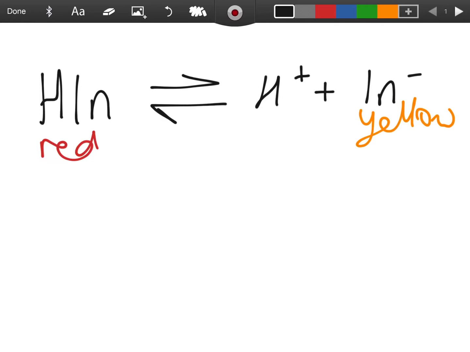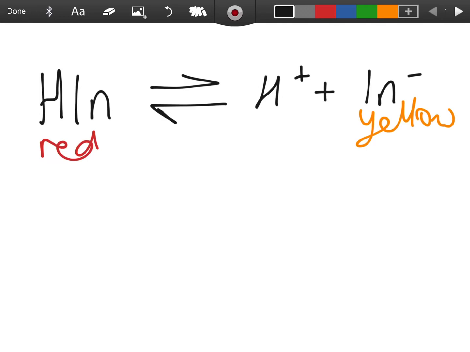Most indicators are used to determine the endpoint of acid-base titrations. That's their function or their purpose. It'll tell you when you've added sufficient acid to neutralise all the base that's in the conical flask. Because remember, at neutralisation, at the end point of the titration, the number of moles of acid delivered to the flask must be the same as the number of moles of base that's in the flask.